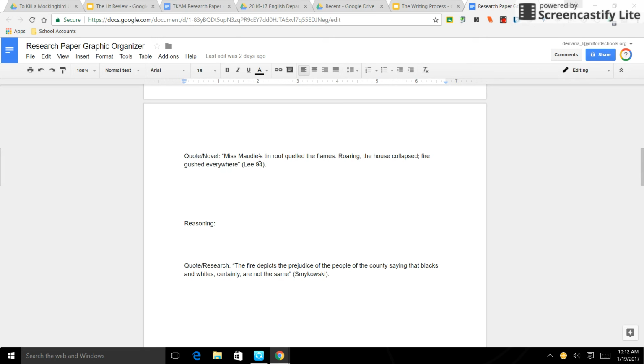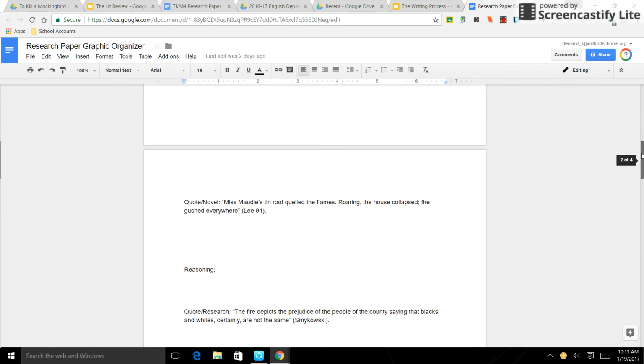So then I have this nice quote about the fire at Miss Maudie's house, and the quote from the article that we read and annotated in class is also about the fire. These need to match. Again, really important to find your quote from the research first, so that way your quote from the novel matches it. So what we need to do now is provide 2 to 3 sentences before the quote from the novel that helps someone who hasn't read the book understand what's happening.